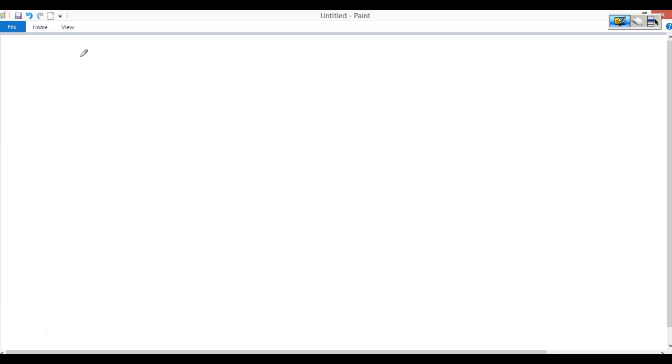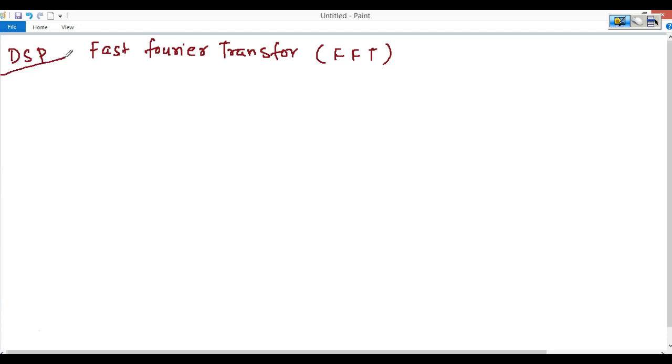Hello friends, and in this lecture we are going to discuss the Fast Fourier Transform, that is called FFT, in the DSP subject, digital signal processing. So what is the Fast Fourier Transform? Consider an N-point DFT.